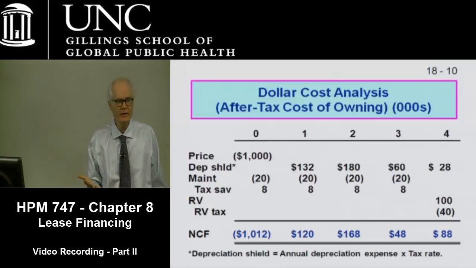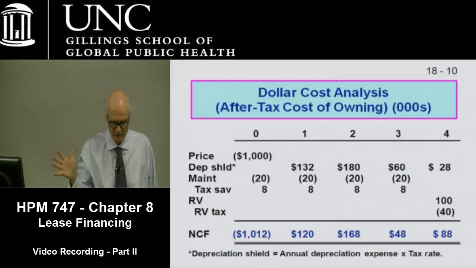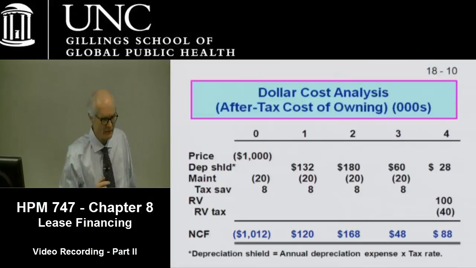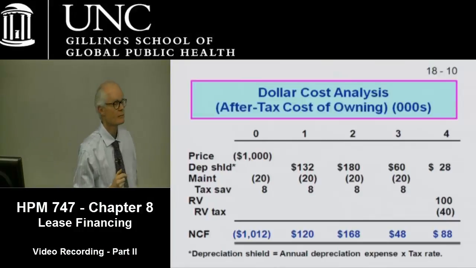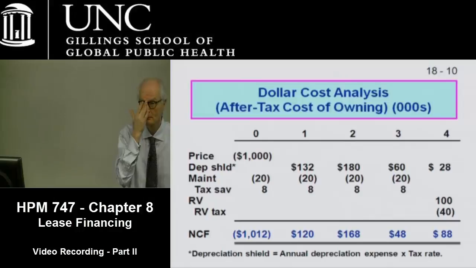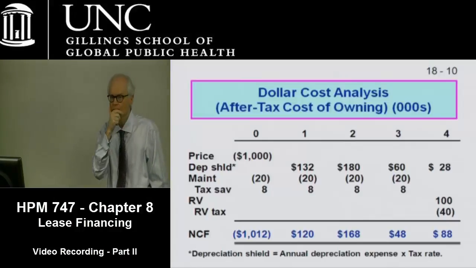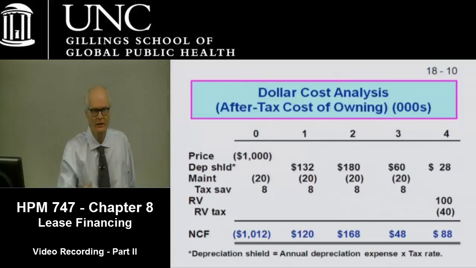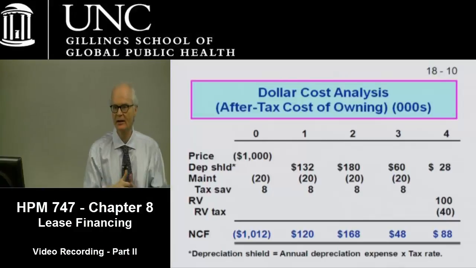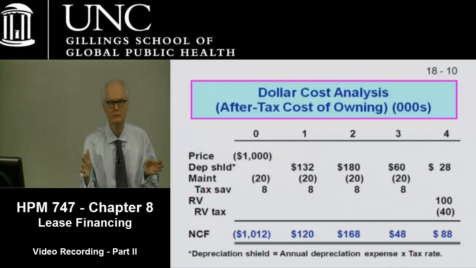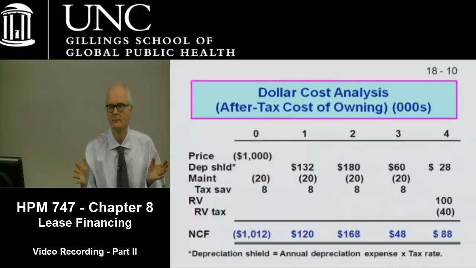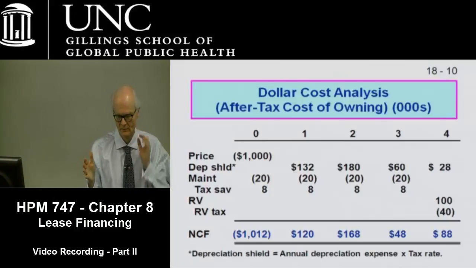At the end of the life of the asset, they can go to the market and they can sell the machine for $100,000. And what's the RV tax? Gain on the sale. Exactly. We're told that this asset lasts 4 years. It's in the 3-year MACRS class. It lasts 4 years. And at the end of the 4 years, what does the IRS say it should be worth? $60,000.